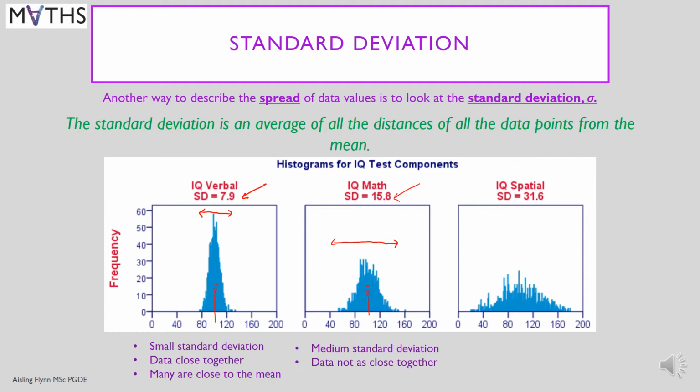The third example is for spatial IQ, and we can see that there's a large standard deviation. The spread goes from perhaps 20 up to about 180, so much wider, and as a result the peak is much lower because they're spread out further. The data is spread out and there are many values far from the mean, and the standard deviation is given here as 31.6. So the standard deviation is a measure of spread.